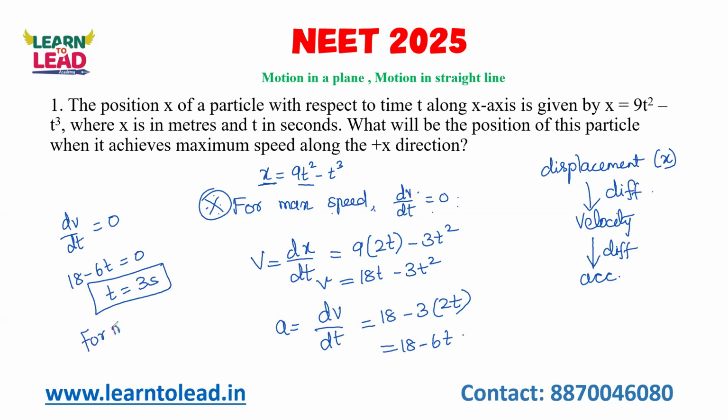So for maximum speed, the position of the particle x is equal to 9 into 3 square minus 3 cube. So your answer is 54 meters. Based on this, you should remember that if you differentiate displacement, you will get velocity. If you differentiate velocity, you will get acceleration. This is a basic concept you should know. To attain maximum speed, dv by dt is equal to 0. So note down these clue points.